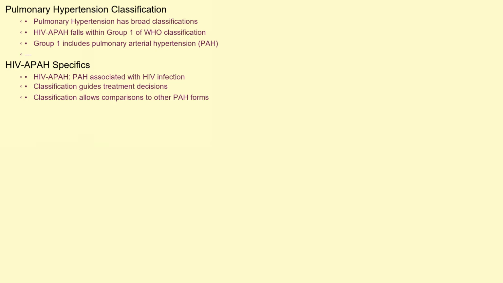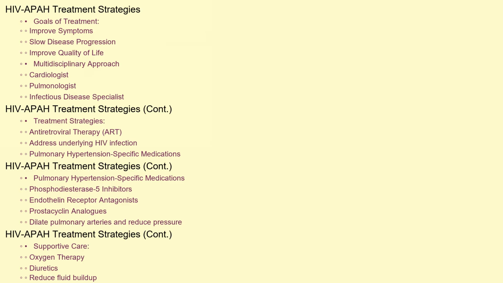While pulmonary hypertension is broadly classified, HIV-PAH falls within Group 1 of the World Health Organization, or WHO, classification of pulmonary hypertension, which includes pulmonary arterial hypertension (PAH). Specifically, it's classified as PAH associated with HIV infection. It's important to note this classification because it helps guide treatment decisions and allows for comparisons between HIV-PAH and other forms of PH. The treatment of HIV-PAH aims to improve symptoms, slow disease progression, and improve quality of life.